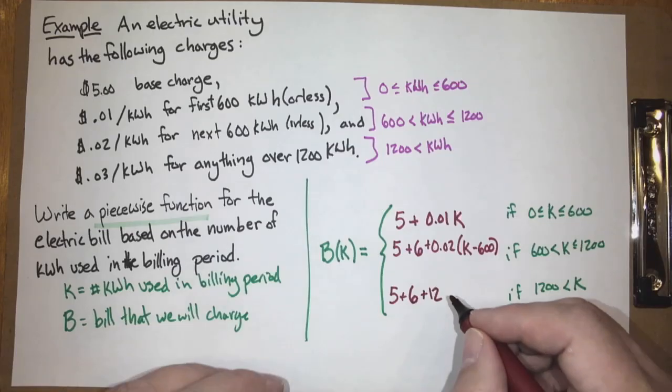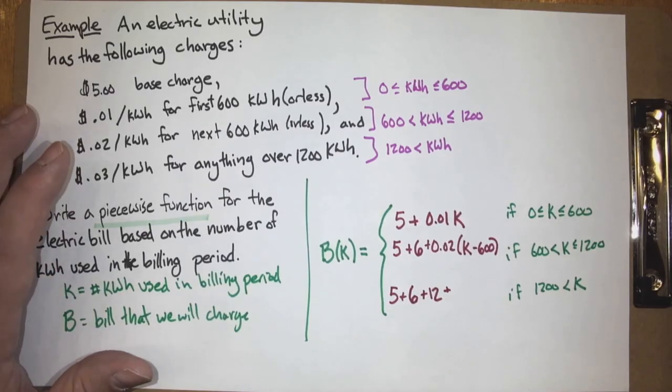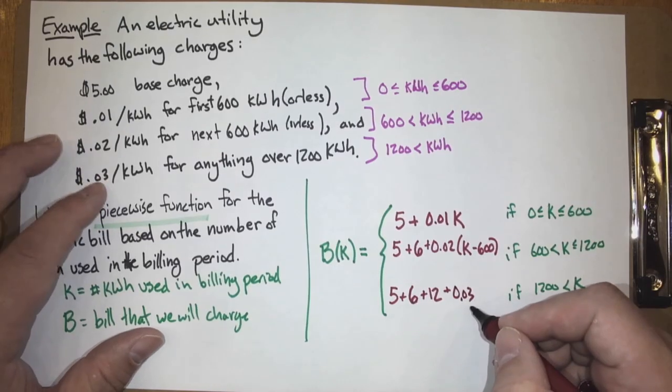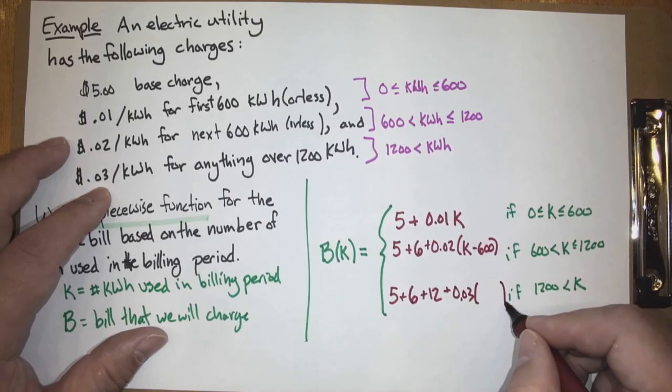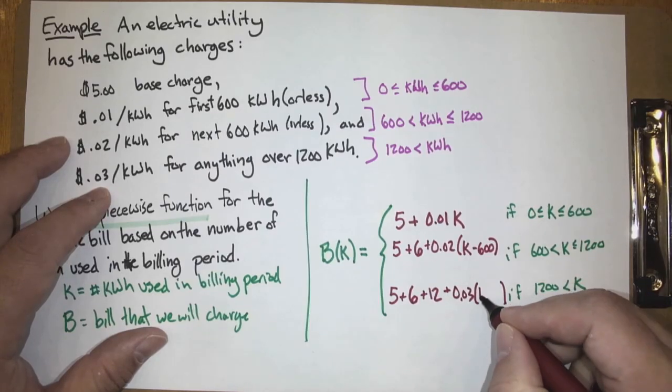And then we have to pay for anything left beyond that. So we've already paid for the first 1,200 kilowatt hours. That shows up in the 6 and the 12. So now we have to pay for anything over 1,200. And we're charged 3 cents per hour. So what gets written down? $0.03, because that's the rate, times what goes here? K minus 1,200.